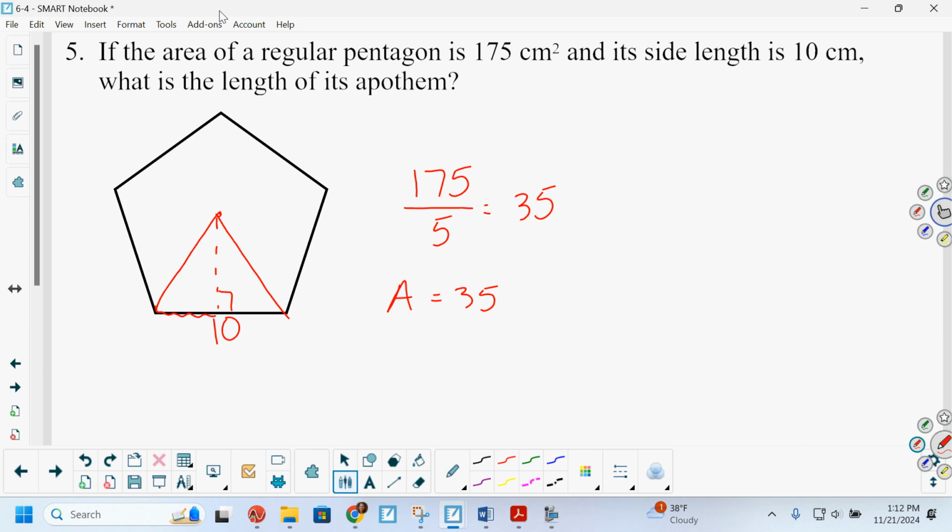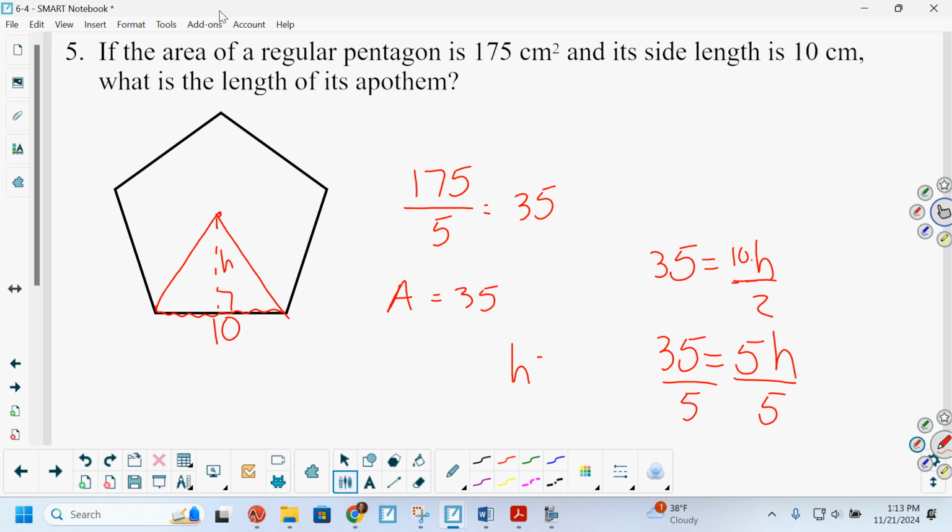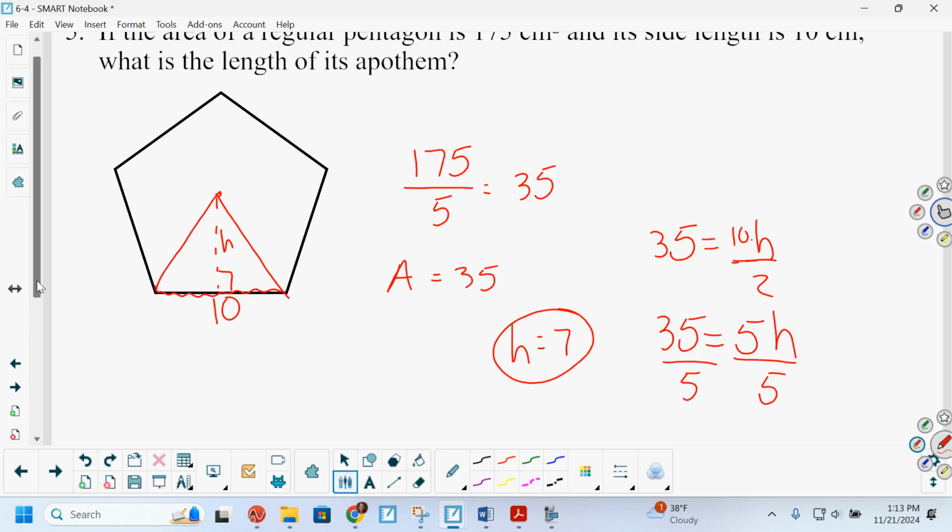And they're giving me the base. Notice the apothem is actually the height. So 35 equals base times height divided by 2, right? One area. And I know that the base is 10. So I've got 35 equals 5 times the height. Divide by 5. The height, or the apothem, is 7. All right, so that one wasn't too bad. That was going backwards a little bit.